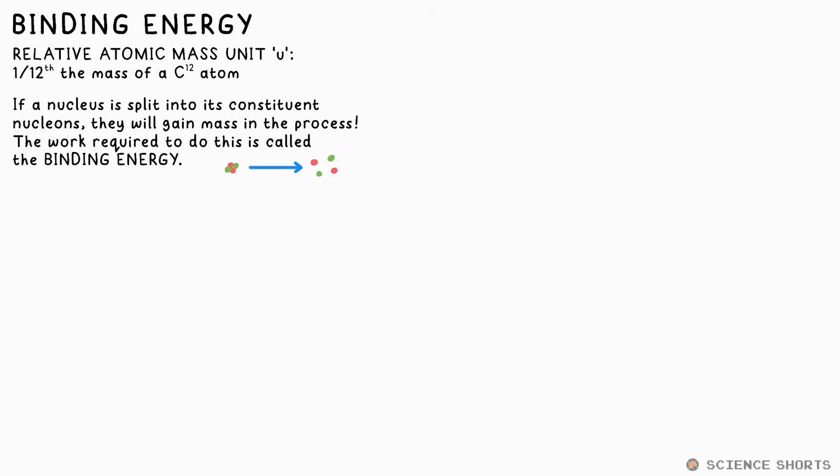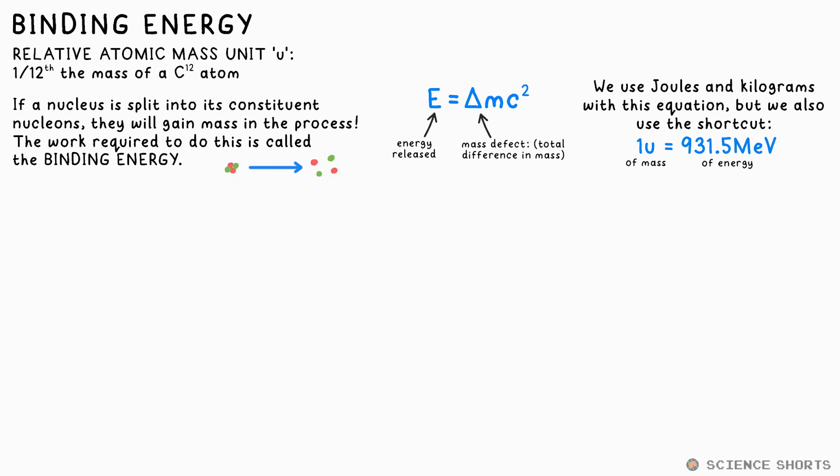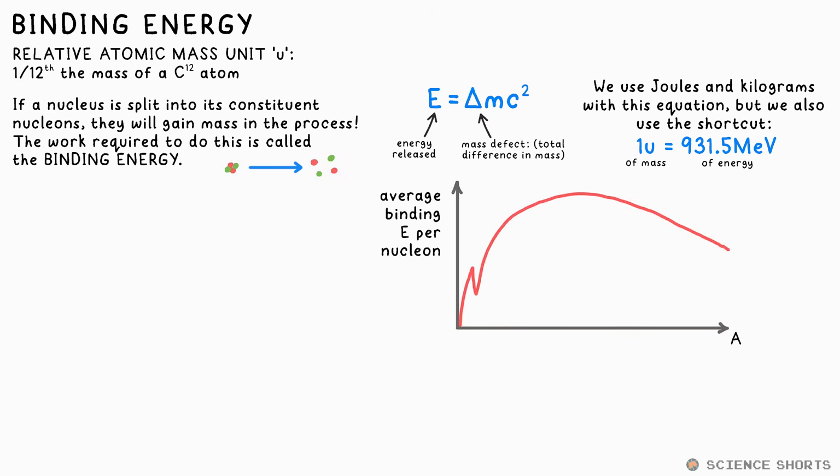How's that? Well, it's because it requires work to separate them out, to overcome the strong nuclear force. This energy is turned into mass, and we use E equals delta m c squared for that. Delta m is what we call the mass defect, the difference in total mass between before and after. Of course, E equals mc squared involves joules and kilograms, but here's the shortcut. 1 U of mass converted into energy gives you 931.5 mega electron volts. This will be in your formula sheet. It's a much nicer conversion factor to work with. This energy needed to separate out the nucleons is called the binding energy.